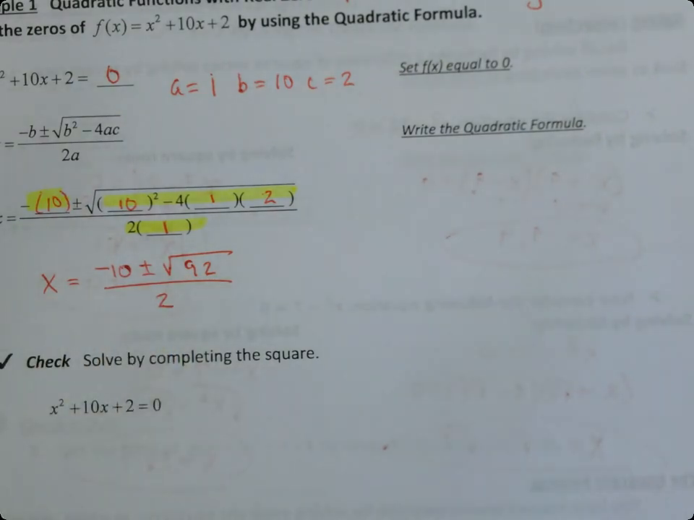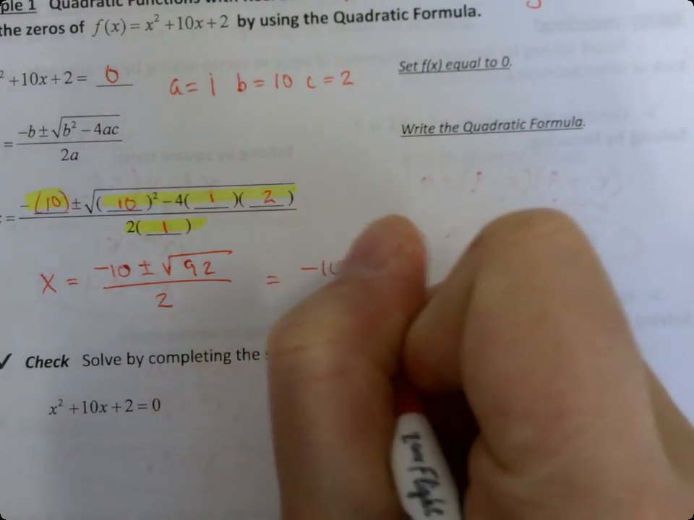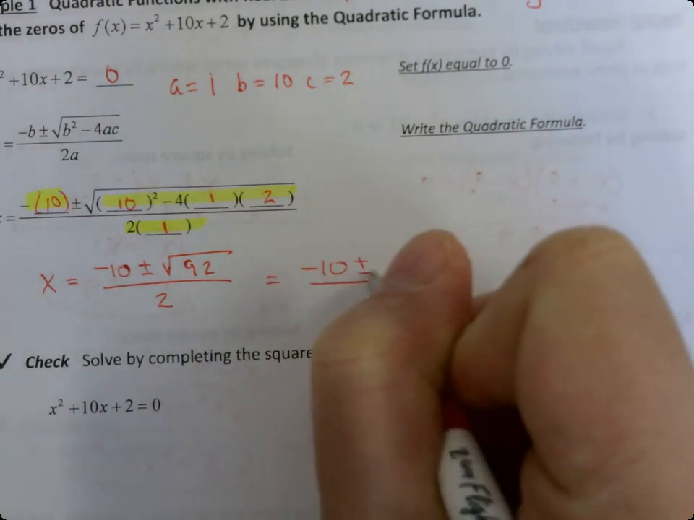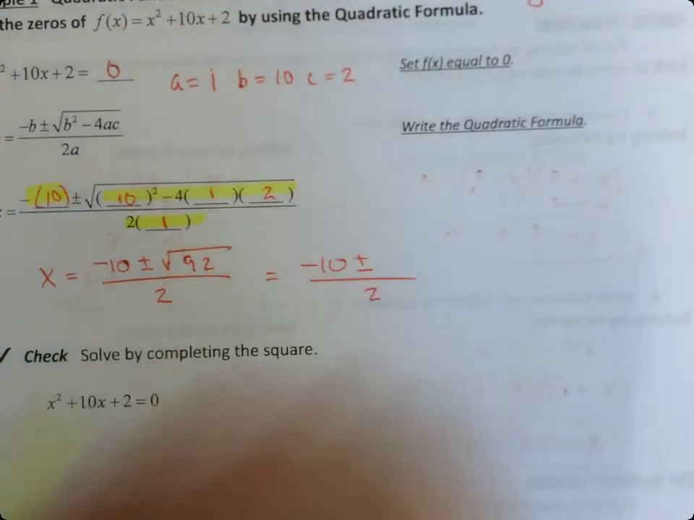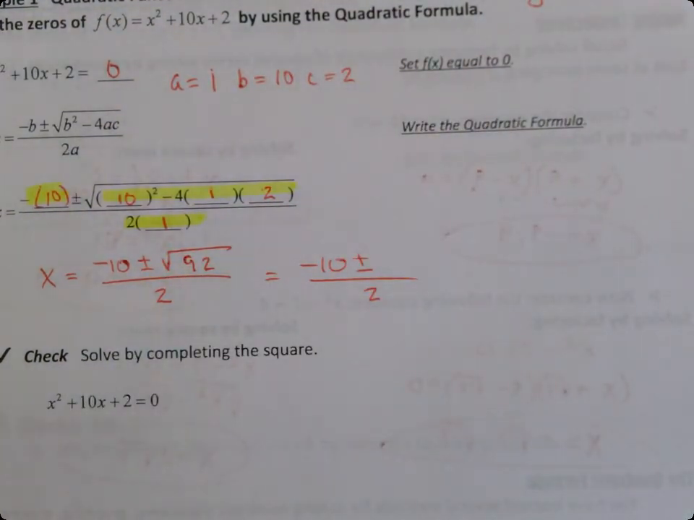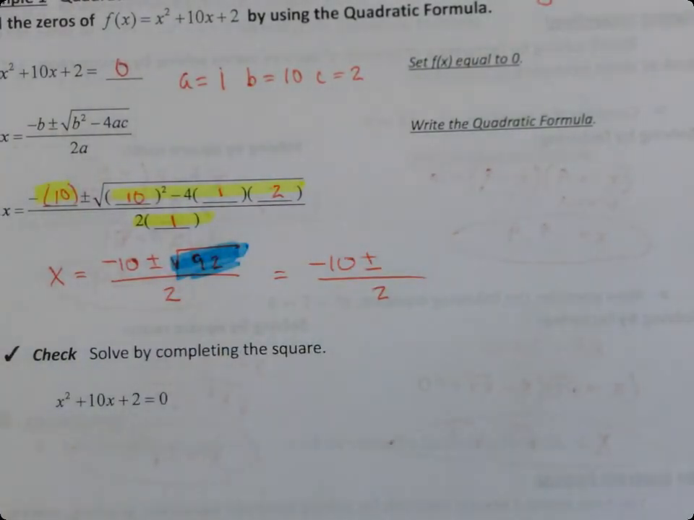And now we're going to do a little bit of work with roots. So I'm going to keep that negative 10 plus or minus all over 2. But I need to break up the square root of 92. That's what we're doing now. So you can do it off to the side. Totally up to you, but that's my focus.